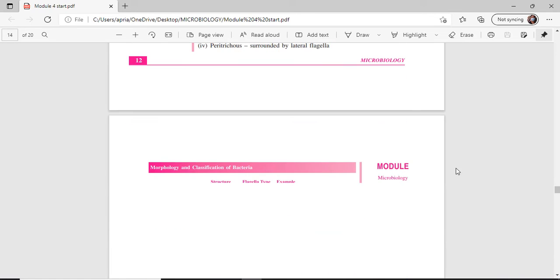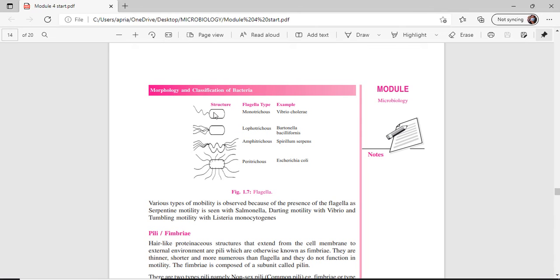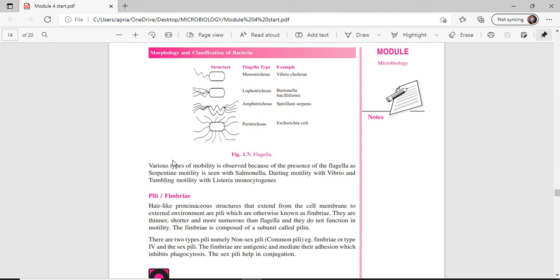You have here sa dalawang an image sa ila. Mono, lopho, okay, hindi lang isa sa lopho, many. Then your amphi, either damo or tigis sa isa, both sides. Then your peri. Then you have here ang example sa mga bacteria. Okay, various types of motility are observed because of the presence of your flagella, and serpentine motility is seen with your Salmonella, darting motility with your Vibrio, and tumbling motility with your Listeria monocytogenes.